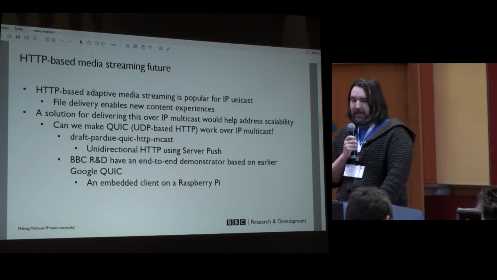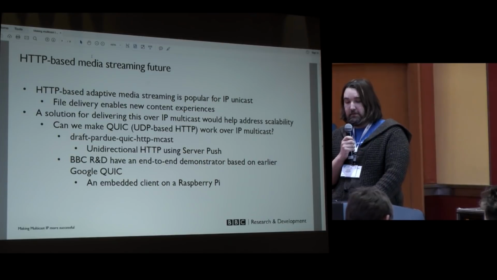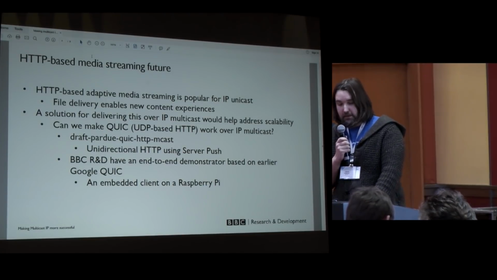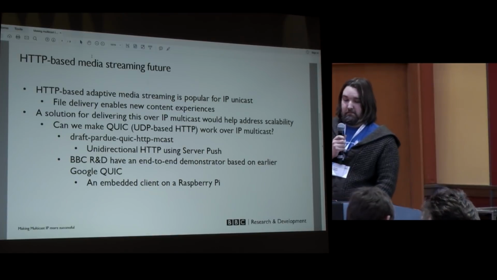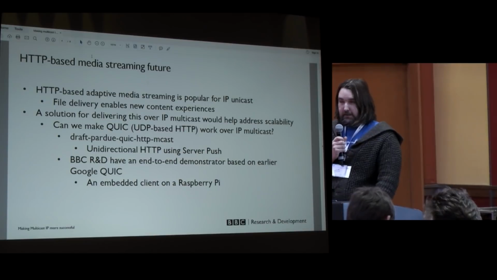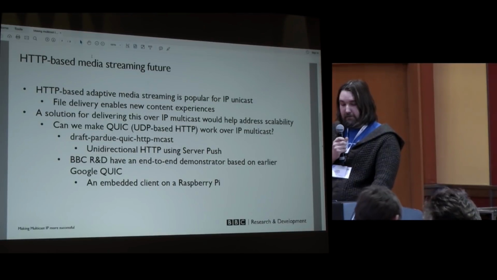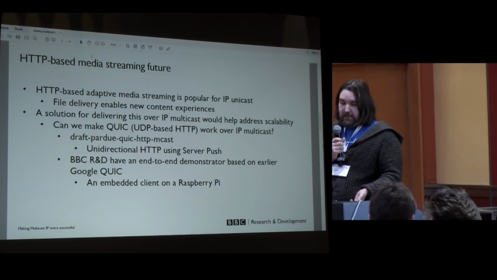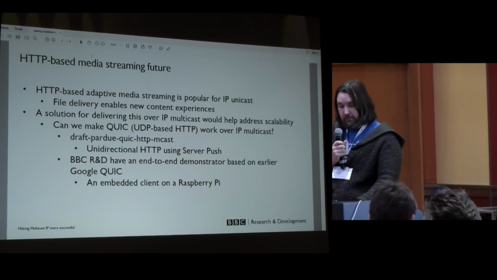But moving over to the streaming formats, we think that HTTP-based streaming is the future. It's pretty good for unicast, and file delivery enabled new kinds of content experiences. So what we wanted was a solution to deliver this over IP multicast. We looked at something like QUIC and thought that this was UDP-based HTTP. Could we make it work over IP multicast? We wrote up a draft that does this in a server push context, and at BBC R&D we built an end-to-end prototype using Google QUIC, and we've had a demo on our table this week showing that on a Raspberry Pi.